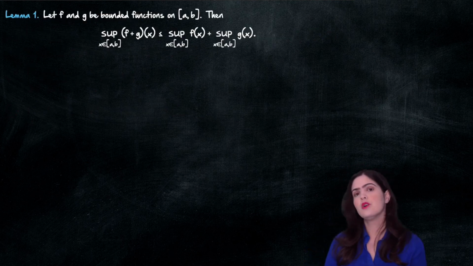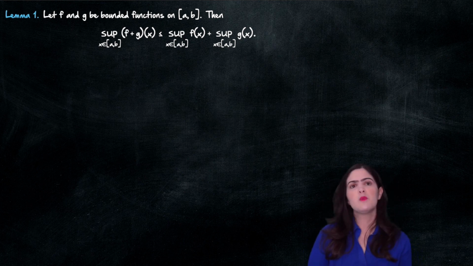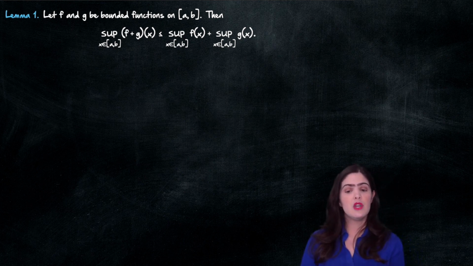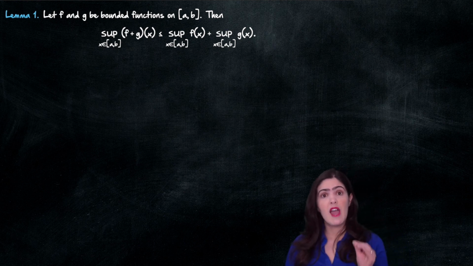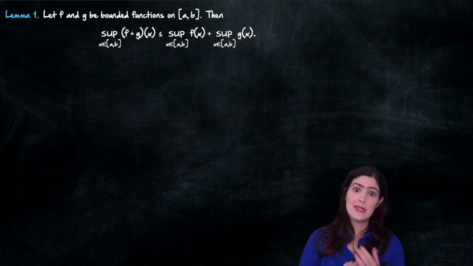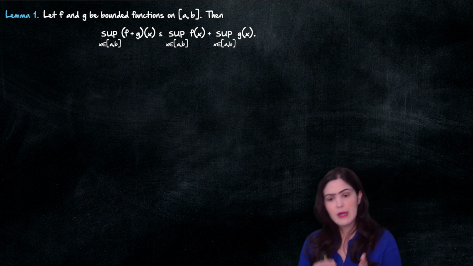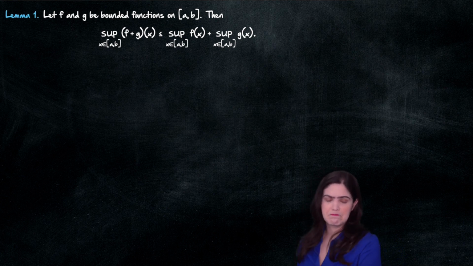Before we do that, though, we're going to prove a few lemmas that will help us write down the proof. The first one tells me that if I know that f and g are both bounded functions on ab, not necessarily integrable, then we know that the supremum of f plus g of x over the set of the x's that are in the interval ab is less than or equal to the supremum of f of x plus the supremum of g of x.